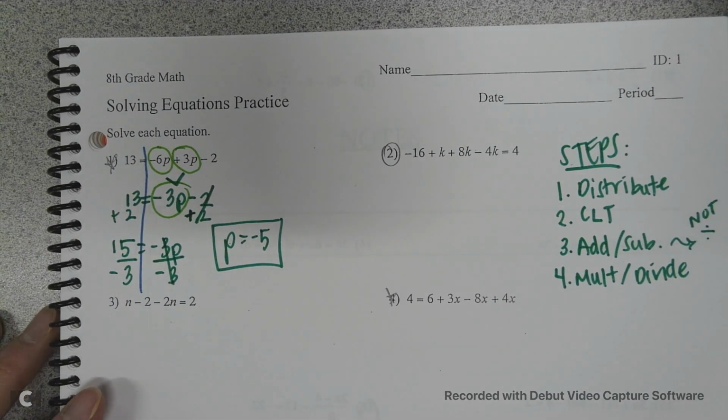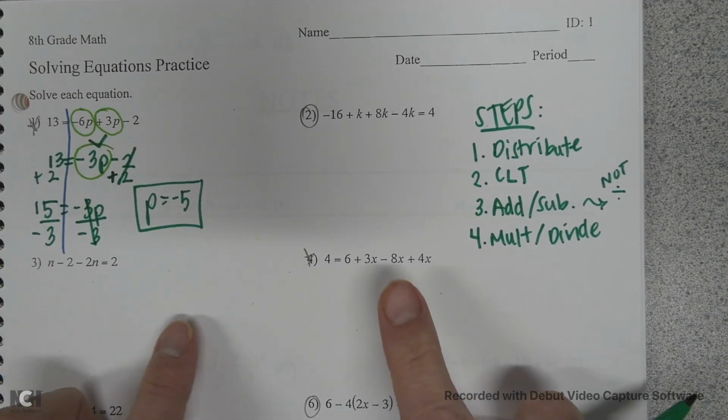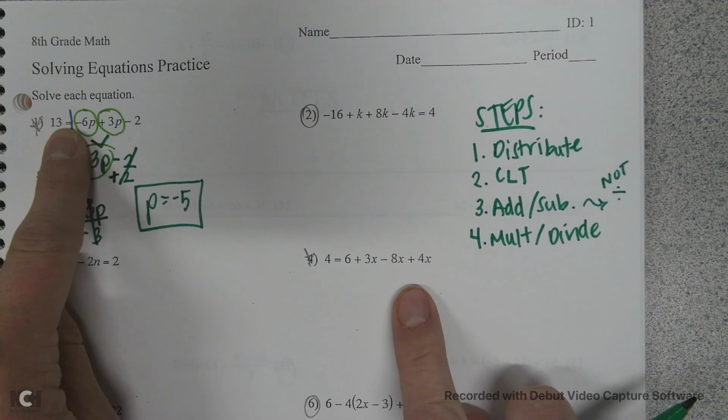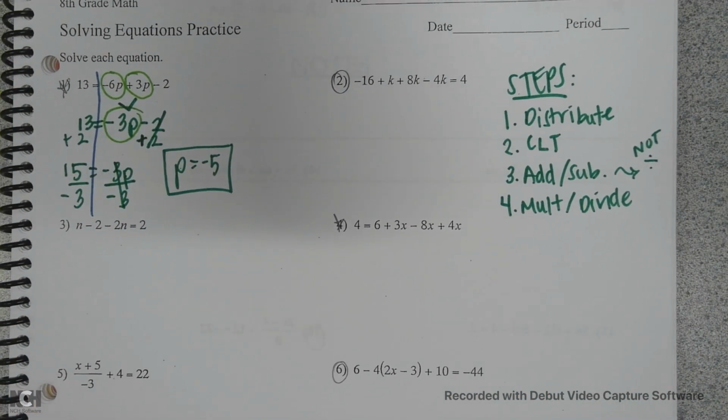Okay, let's do some more. Love it. Math is fun. Let's look at number 4. The difference between number 4 and number 1 is that I added some more terms on here. So there's just a few more things to do.